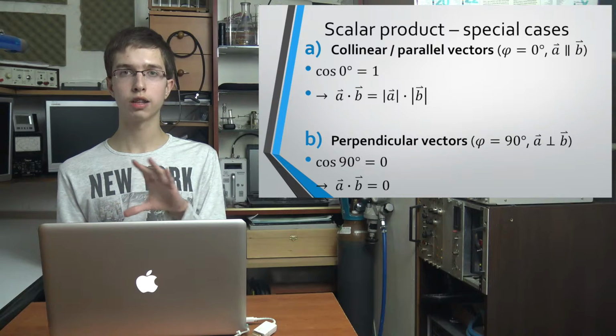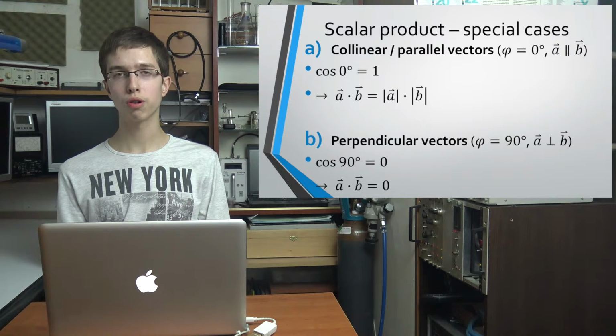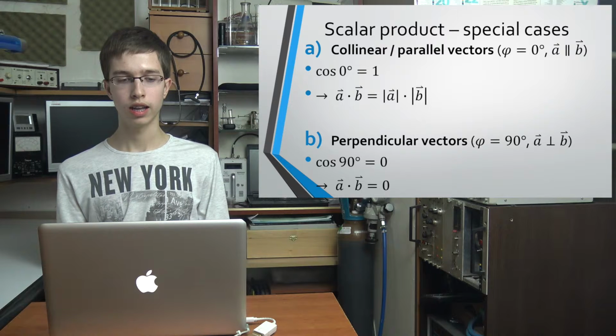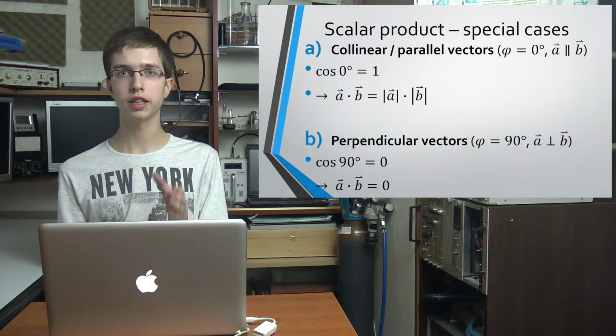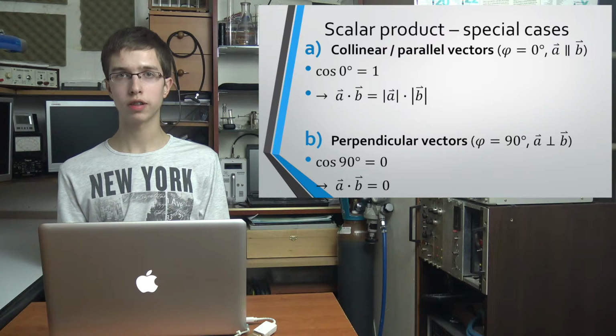There are two special cases of scalar product: collinear and parallel vectors, which are vectors that have angle phi equal to 0, so cosine of 0 is equal to 1, and their scalar product is actually the product of their lengths. And perpendicular vectors, which have angle phi of 90 degrees, cosine of 90 is equal to 0, so their scalar product is also 0.